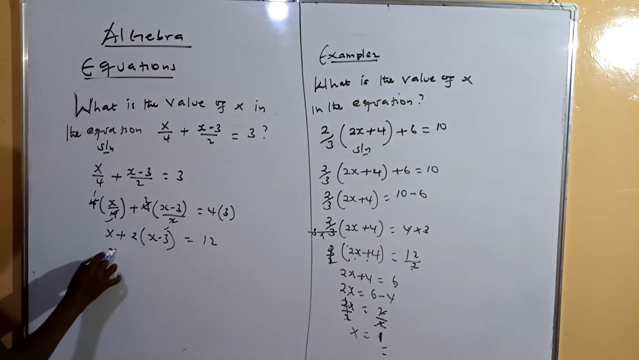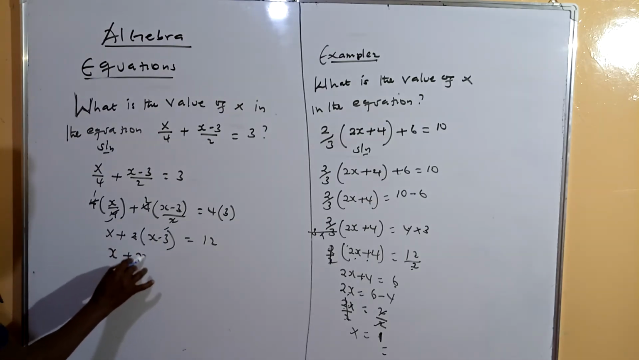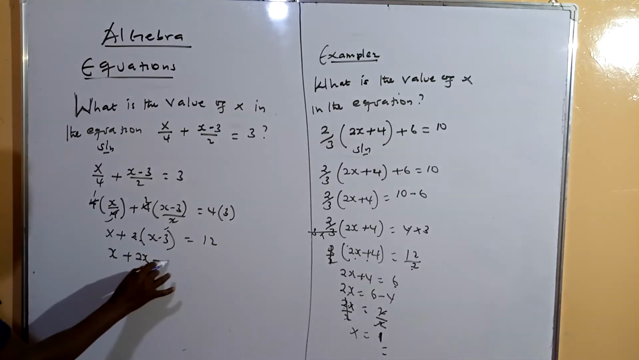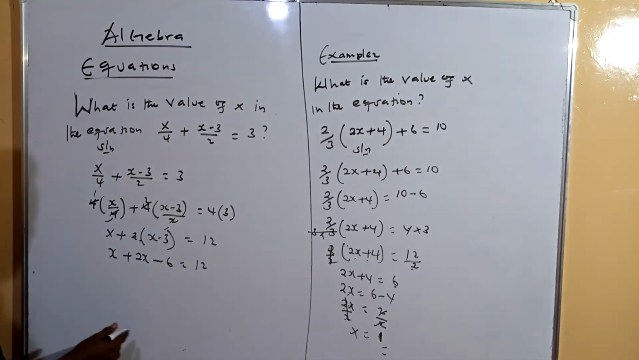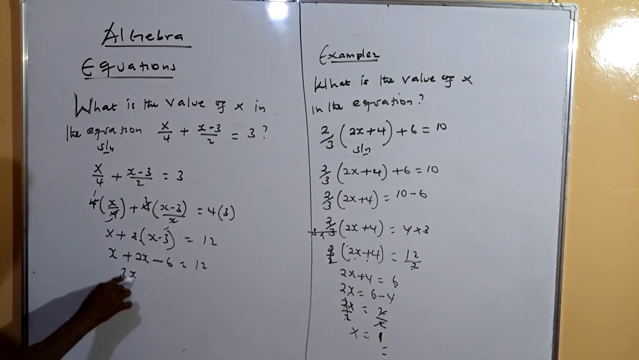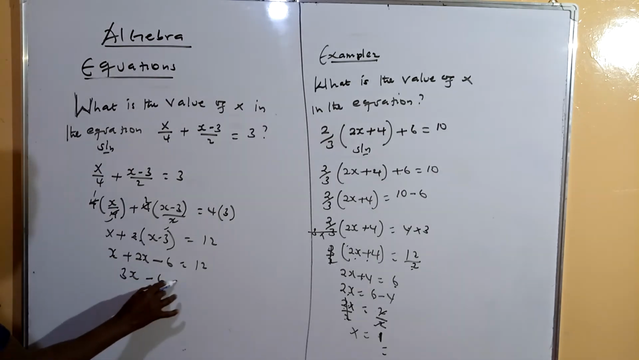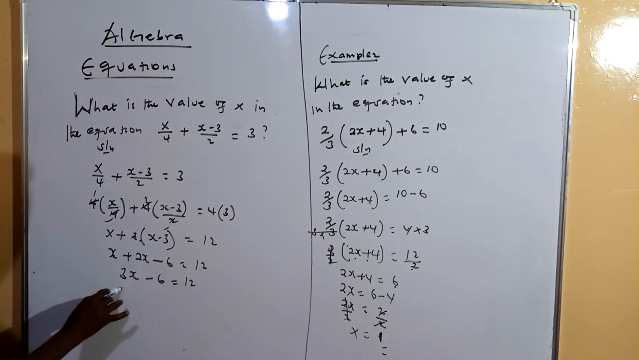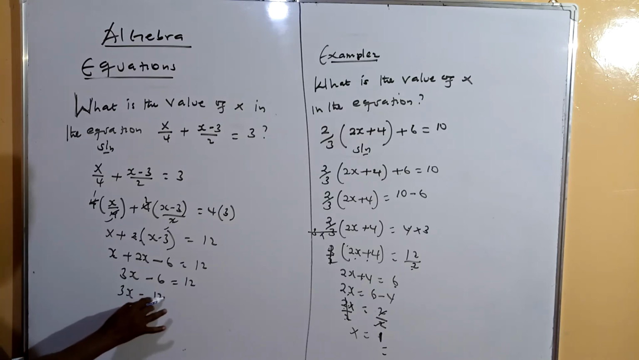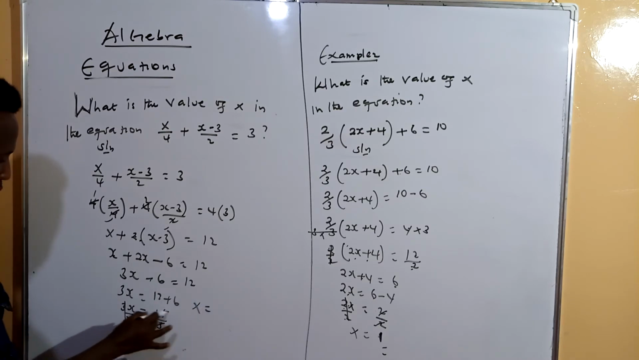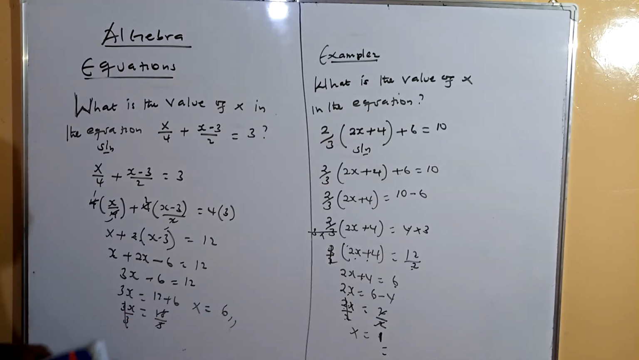So it will be x plus 2x minus 6 is equal to 12. Then x plus 2x is 3x, and minus 6 moves across to become plus 6, so 3x is equal to 18. Divide by 3 on both sides, the 3s cancel, so x will be 6. That will be the final answer.